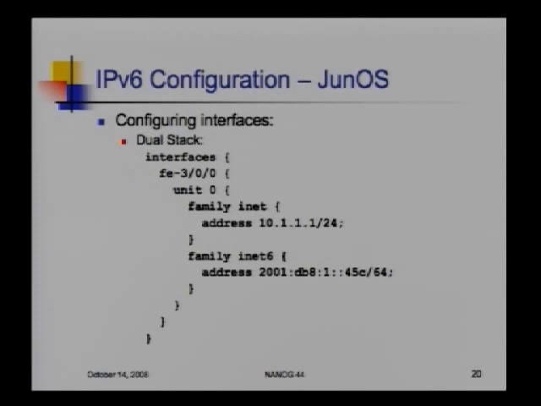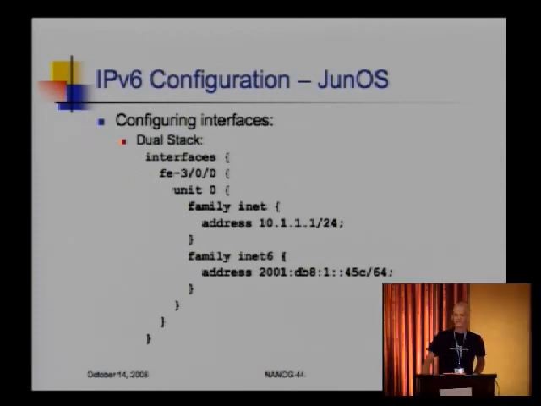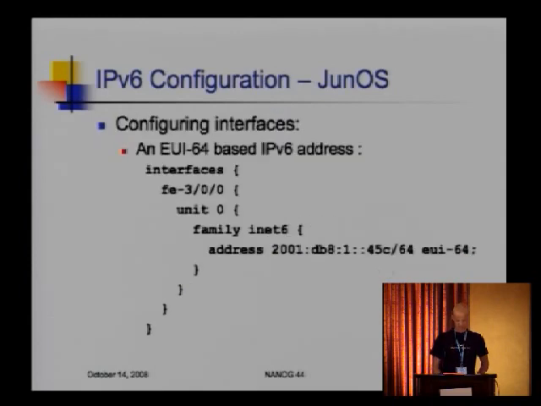To configure something dual stack, the INET is the standard for the v4 address, so we just pop the v4 address there in the INET family, and the v6 address sits in the INET6 family. So you can see the two addresses sitting side by side. So configuring v6 is quite simple. If you want to configure an EUI64 address, again, usual caveats, you just specify EUI64 at the end there.